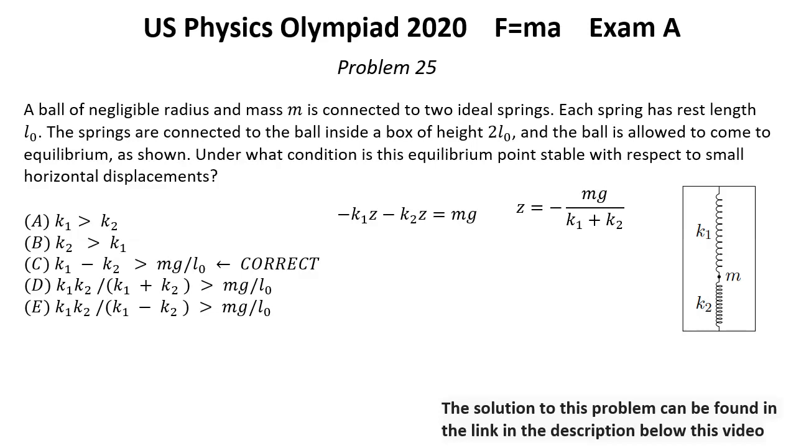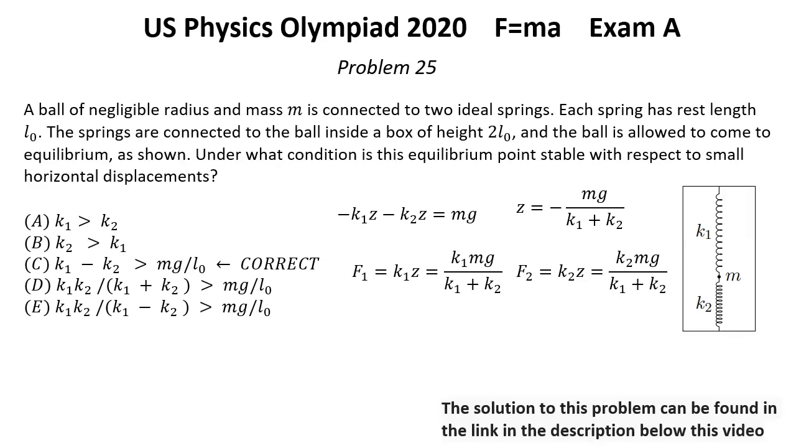Now let's find the force created by the upper spring and the lower spring. The upper spring will create a pulling force and the lower spring will create a pushing force. For the upper spring we have F1 equal to K1Z, which is K1 mg over K1 plus K2, and for the lower spring we have F2 equal to K2Z, which is K2 mg over K1 plus K2.